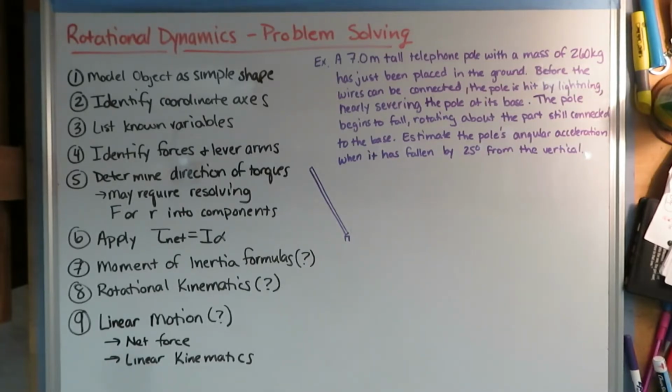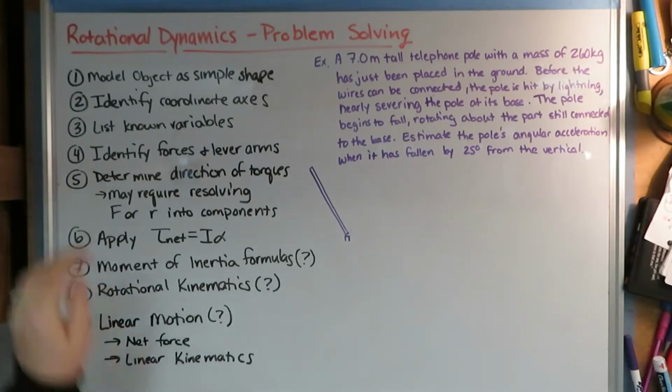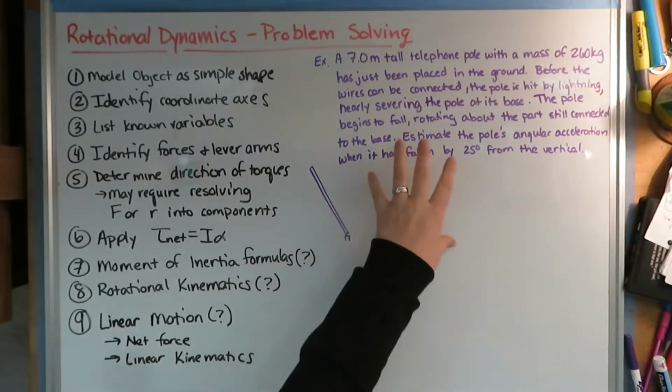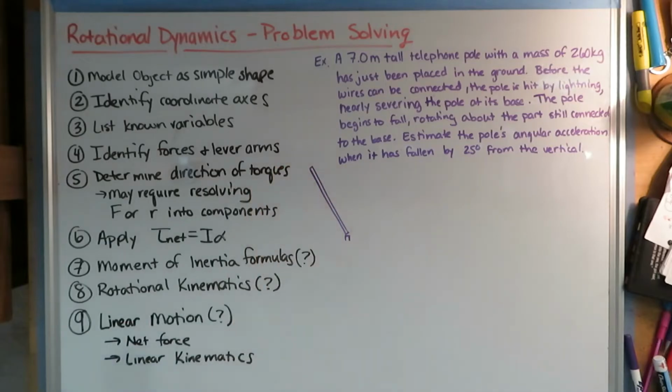So the first most important thing is that you need to model the object as some sort of simple shape, unless it's impossible to model it as a simple shape because they're asking you to experimentally determine the inertia from experimental means because the object is intentionally wonky. We're going to look at an example over here where we have a telephone pole. We can model that telephone pole as a long, thin rod. That would be a good assumption to make.